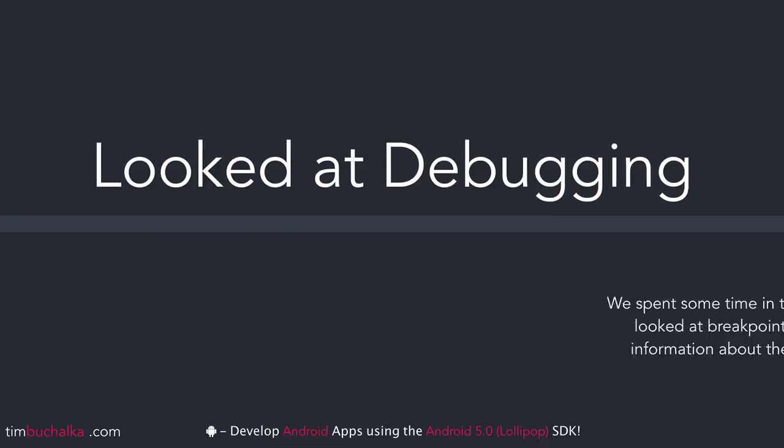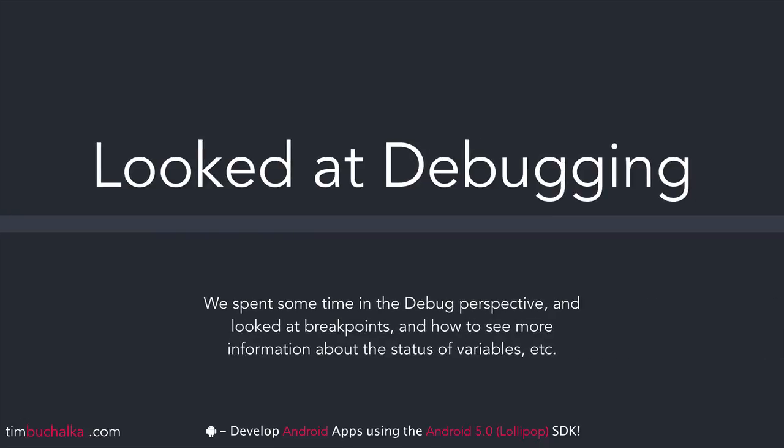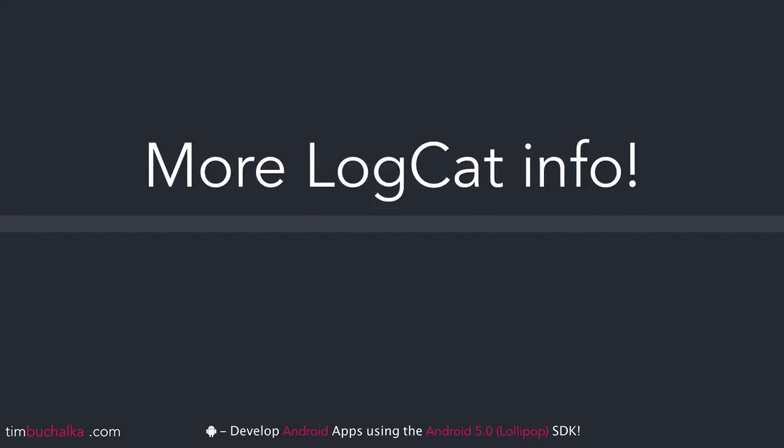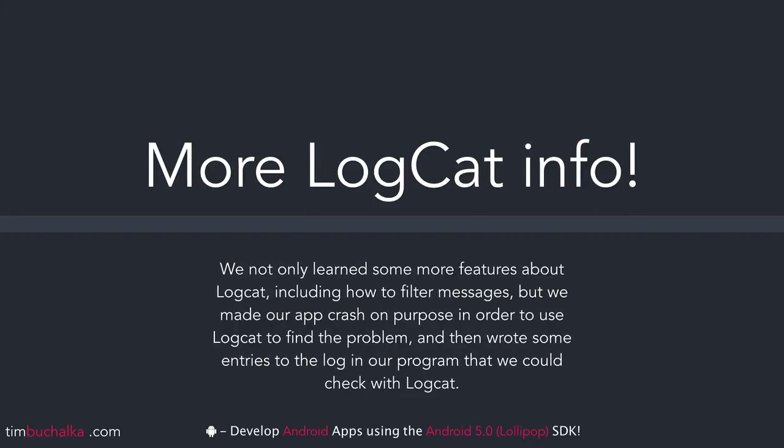Next, we went on to look a little bit more into debugging, so figuring out how to set up breakpoints and how to see more information about the status of variables and that type of thing. We then moved back into yet more information about Logcat. We had talked about that previously, but we've now gone through how to filter messages in Logcat to drill down to the messages that we're interested in.